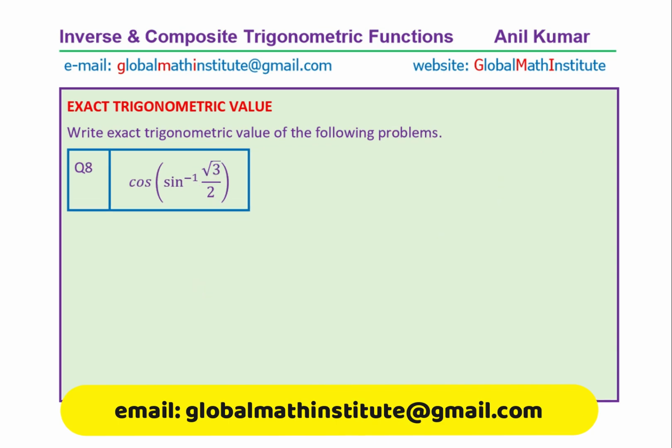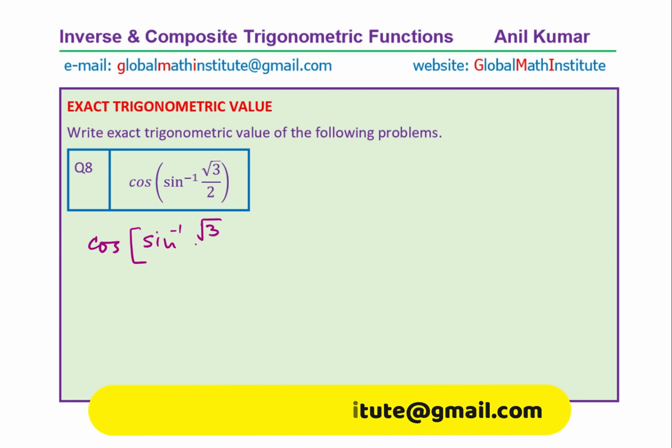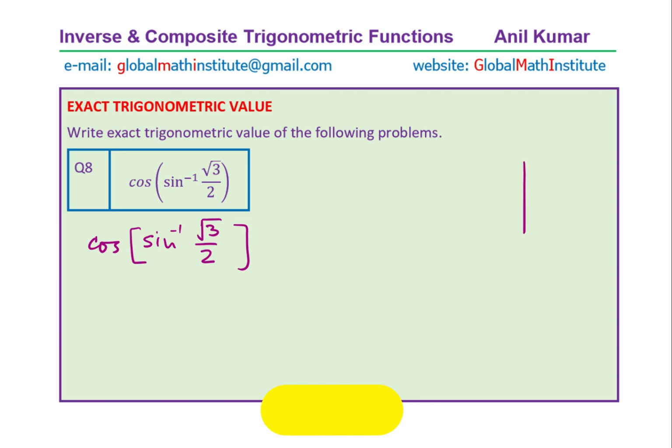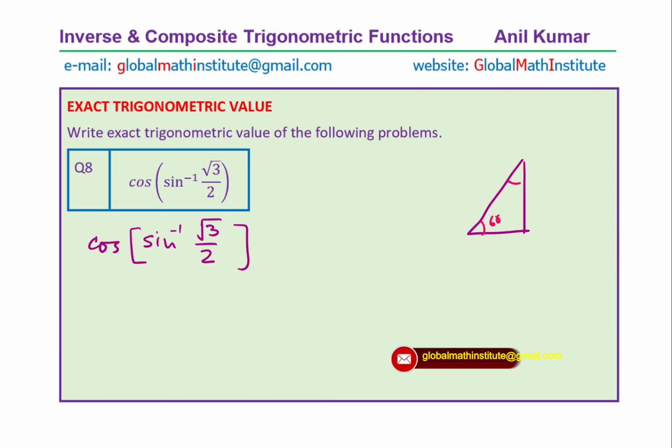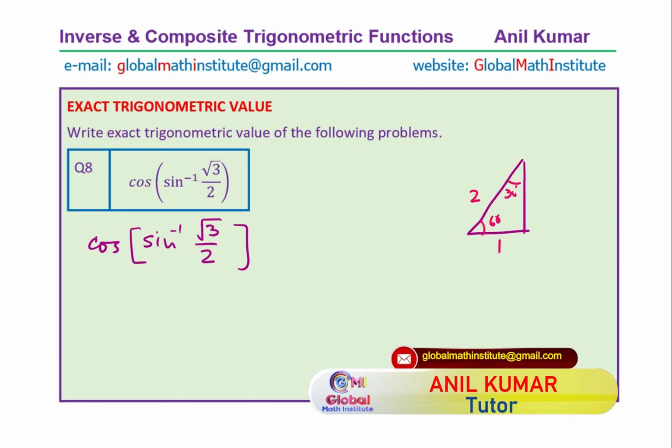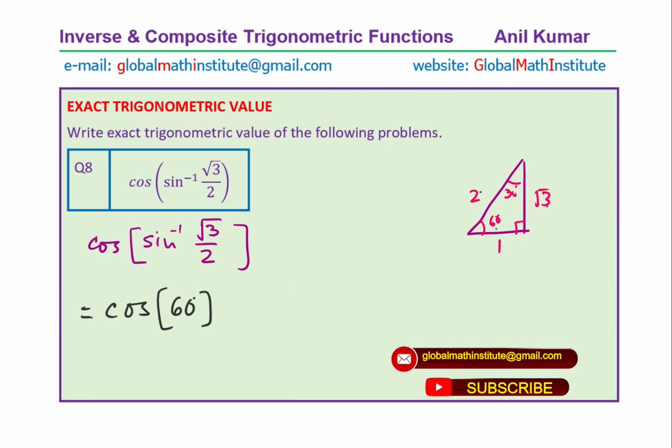Now we are looking into the composite functions. So now we have cos of sine inverse square root 3 by 2. So let's once again look into the same special triangle where we have 30, 60, 90. So sine inverse of square root 3 by 2 is what? We did it earlier also. Square root 3 by 2 is 60 degrees. And cos of 60 degrees is half. You get the idea. So that is how we are going to solve this particular question.